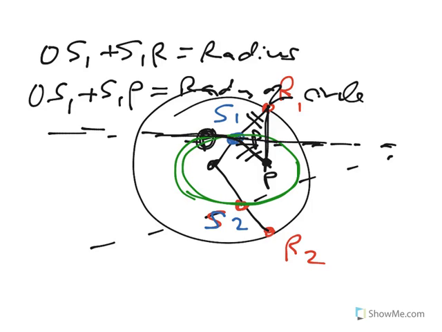Now that's also true down here. If I draw this line segment in, PS2, S2P and S2R2 are congruent to each other, but OS2 plus S2R2 is the radius, same radius, which means that OS2 plus S2P is also the radius. And that's why this thing makes an ellipse, because for any point, anytime you do this folding thing, you'll get a point where the combined distance always equals the radius.